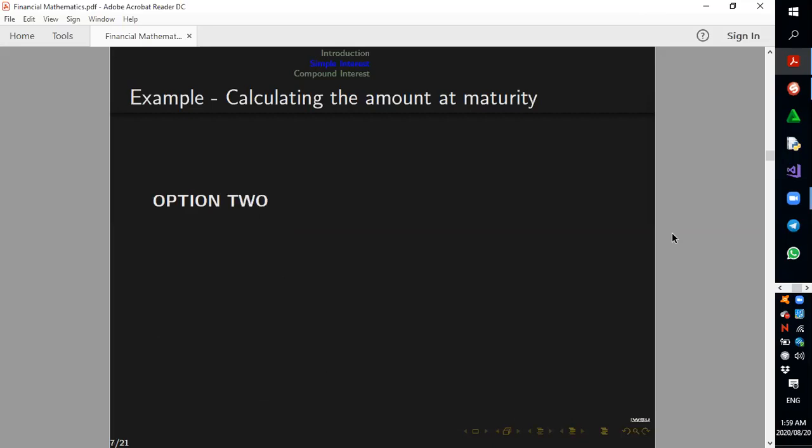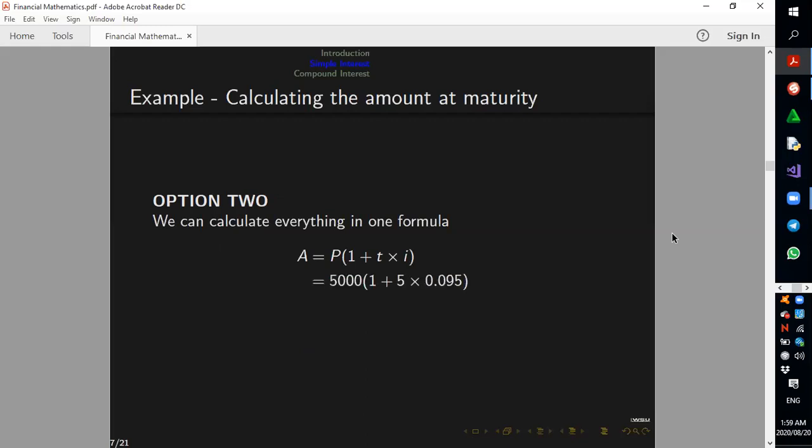Second, of course, the option would be to go straight to the formula, which is given as this, which is the formula we gave above. And then you just simply substitute, and then you go straight for the answer. This method is much simpler than our initial option, option one, I should say.